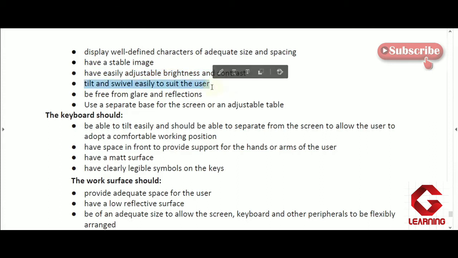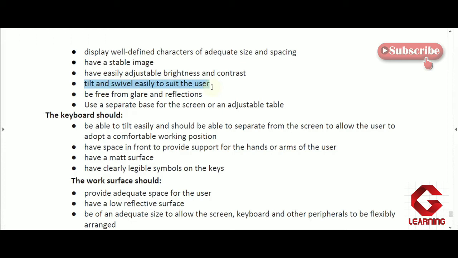Next one is tilt and swivel easily to suit the user. Actually, we cannot continuously work in the same body posture for a long time. We are continuously changing our body posture. So as per that, we have to change monitor or screen also, and then only we can see content of the screen properly. So monitor or screen should be such that user will be easily able to adjust it as per his body posture and can easily read or see content of the screen.